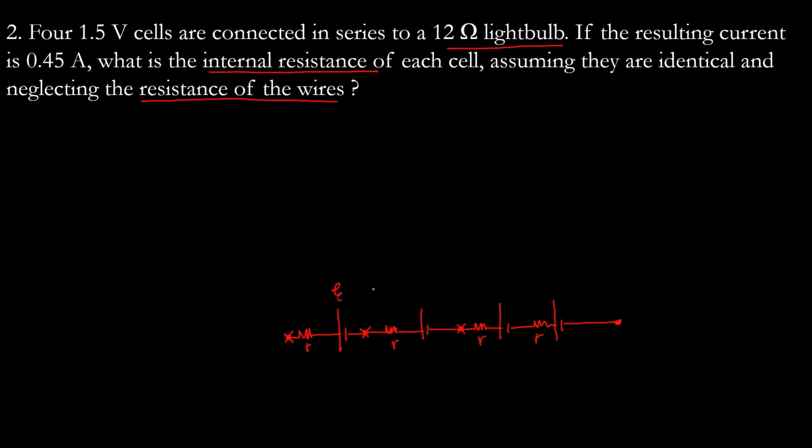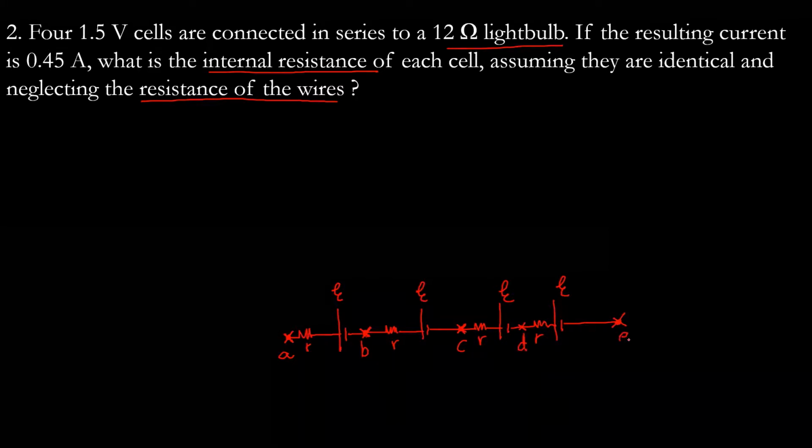So each of the cells has an EMF. We have four cells which are connected in series, and each of these four cells has an internal resistance. So let me mark the terminals of each of the four cells. So this end is A, this is B, this is C. Let me call this D and this E.